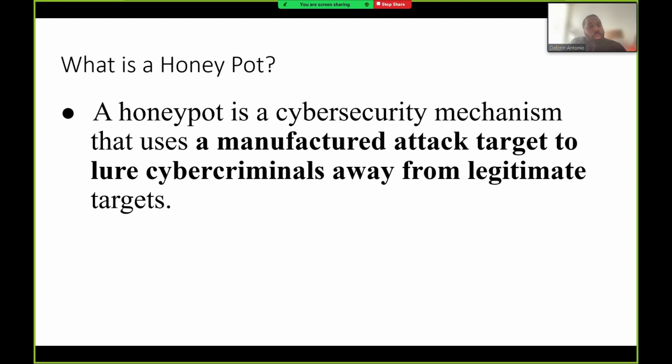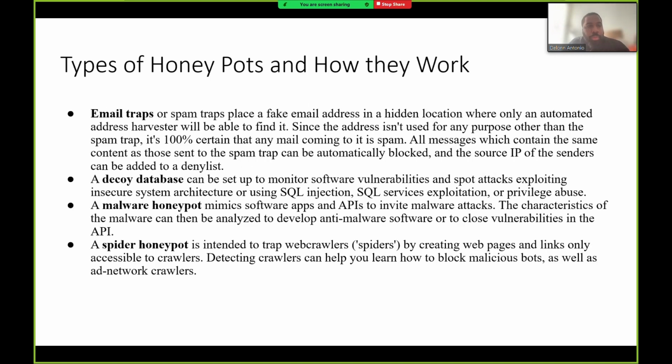So in this first slide, what is a honeypot? What's the purpose of it? As you all know, it's used to manufacture something fake to get away from something real. In here, we found four different types of honeypots. You have an email, a decoy, a malware, and a spider honeypot. Give us a few seconds; you can read through those. I'm not going to read those for you. It's a lot of words.